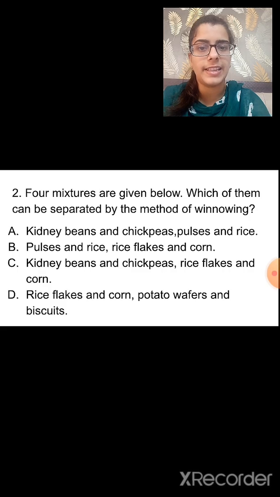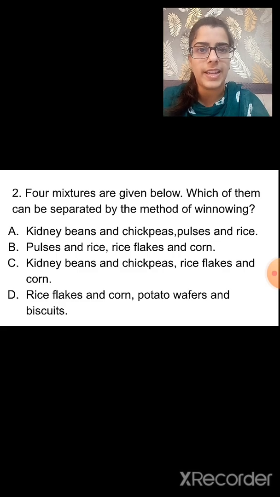Option A is kidney beans and chickpeas, pulses and rice. B is pulses and rice, rice flakes and corn. C is kidney beans and chickpeas, rice flakes and corn. And fourth is rice flakes and corn, potato wafers and biscuits. So which mixture can be separated by using the winnowing method?